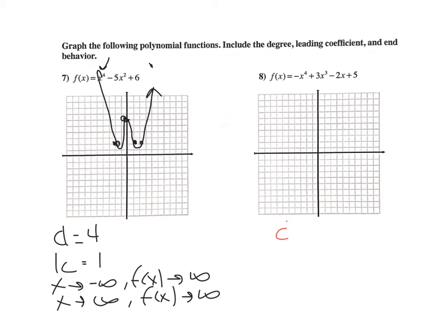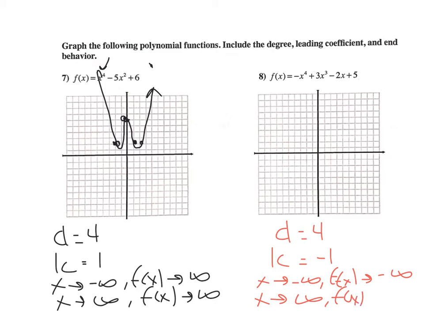is degree is also 4. However, it's negative, so the leading coefficient is negative 1. And because it's negative, as x goes to the left, the graph is going to go down. And also as it goes to the right, the graph is going to go down. Both ends going down because it's negative and even. Now I'm going to punch that in real quick.